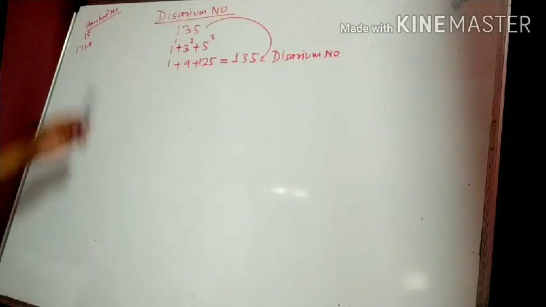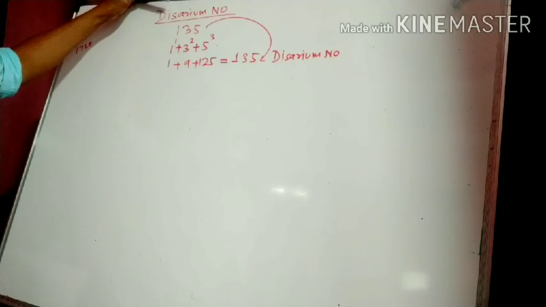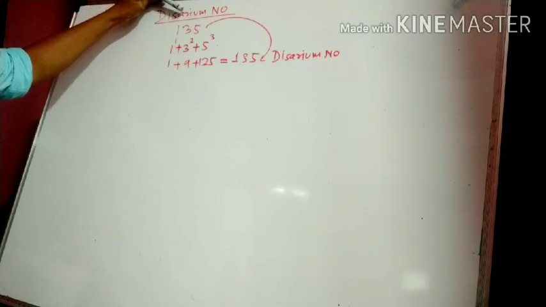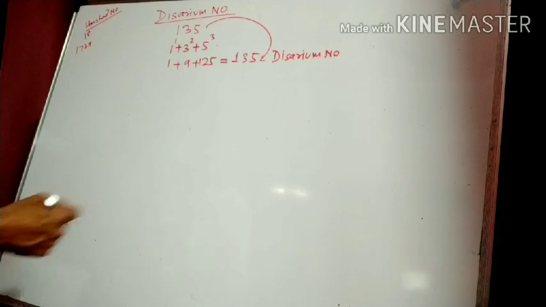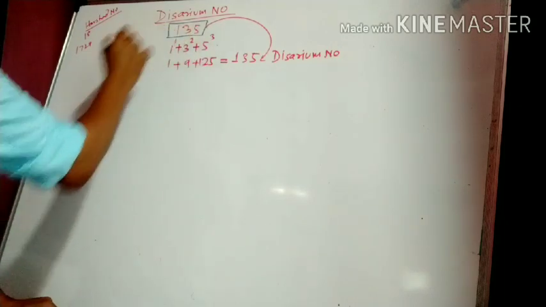Children, there is another number, the Disarium number. What is a Disarium number? Suppose the number is 135.